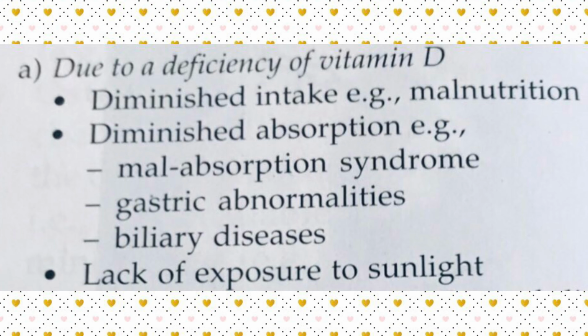Thus, rickets or osteomalacia is produced due to deficiency of vitamin D, which may arise because of malnutrition, that is diminished intake, which may also arise because of diminished absorption, especially when a patient suffers from malabsorption syndromes, gastric abnormalities, or biliary diseases. And lastly, it may simply occur because of lack of exposure to sunlight, because of which cholecalciferol is not formed and it therefore cannot get converted into calcitriol.